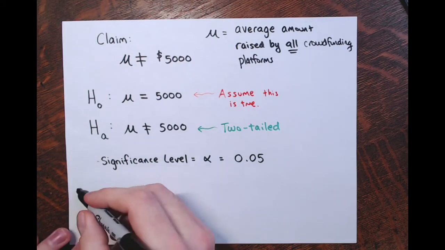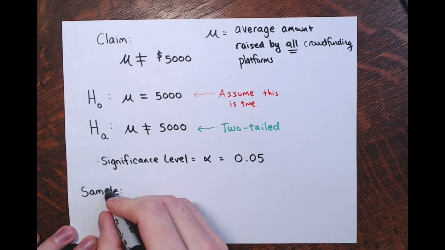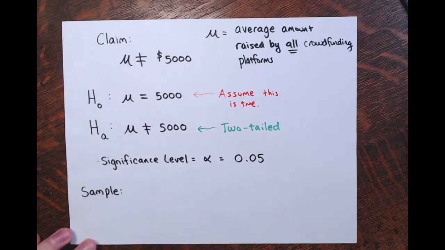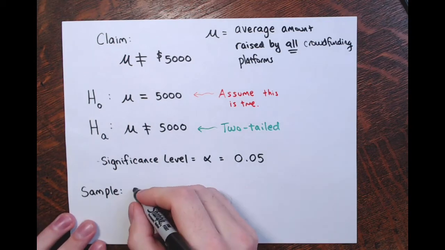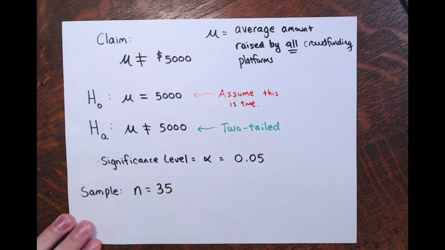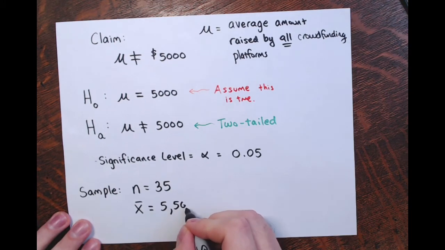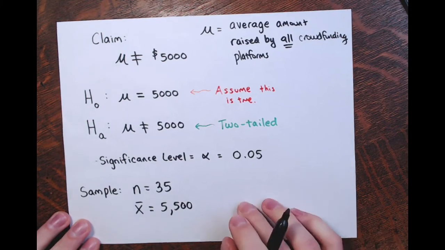Right. Then a sample is taken. Let's look at that sample. It said this business looked at 35 different crowdfunding ventures, so the sample size here is 35. And of those 35, the sample mean, the average amount those 35 raised, which I'll call X bar, was $5,500.